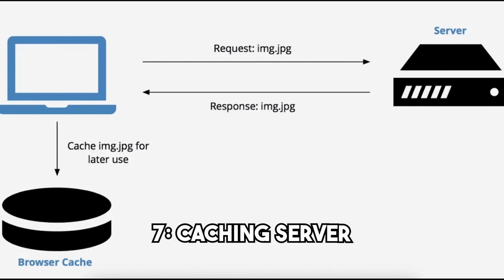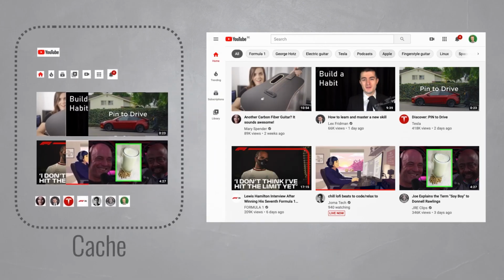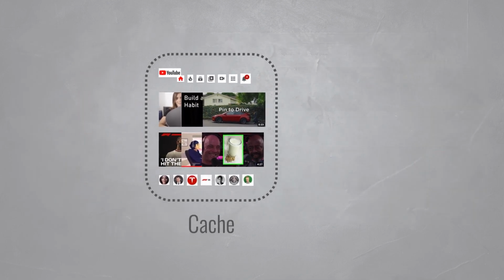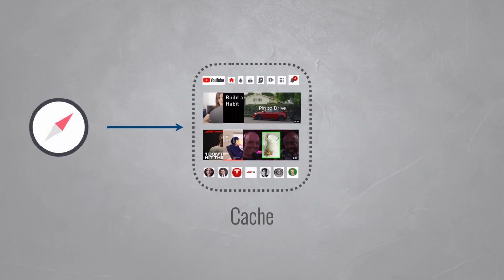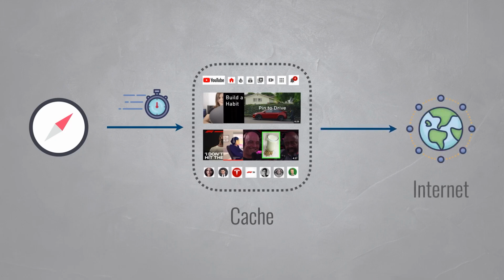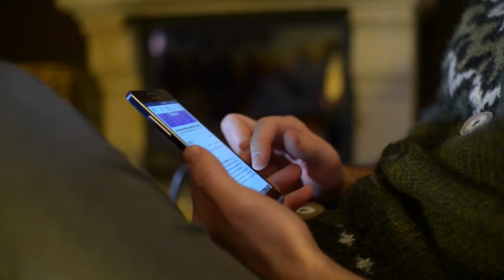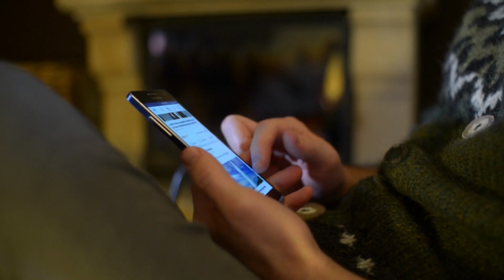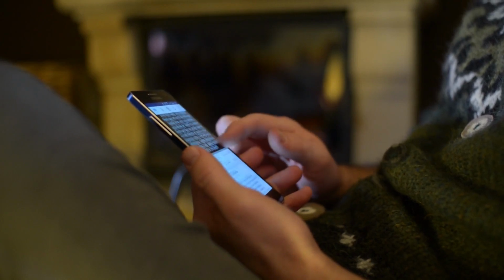7. Caching server. A caching server stores copies of frequently accessed data to speed up future requests. For example, if hundreds of users are visiting the same image or web page, the caching server can deliver a saved version instead of fetching it from scratch each time. This reduces load on the main server and improves performance dramatically.